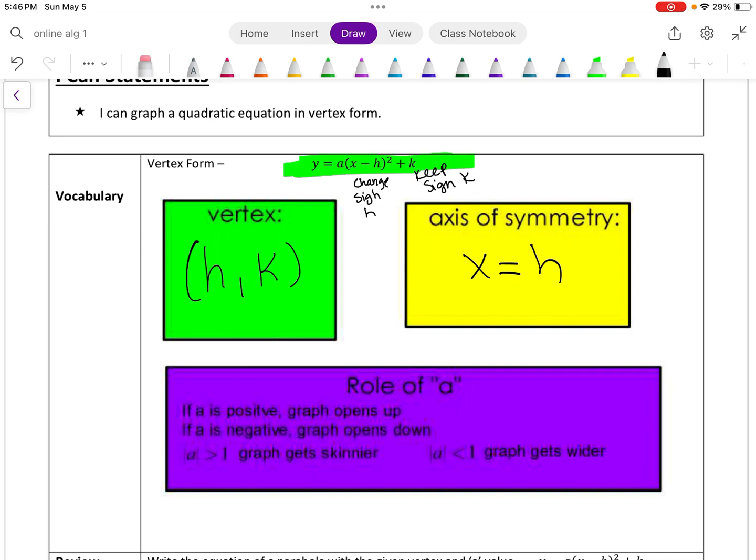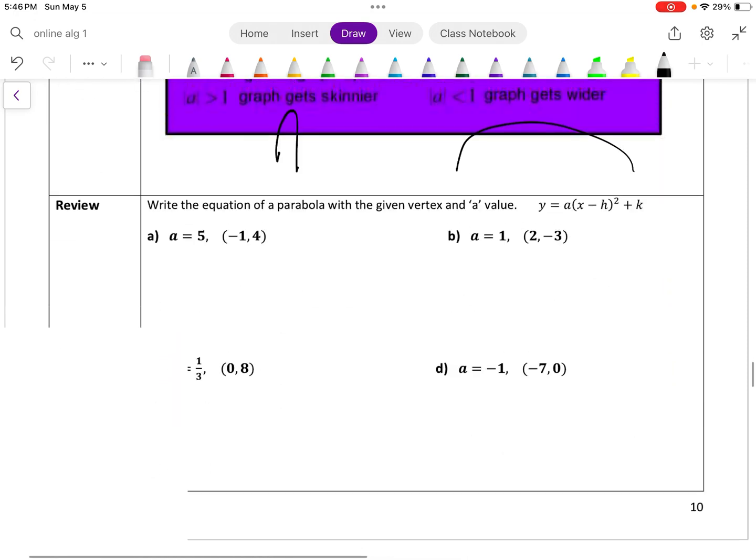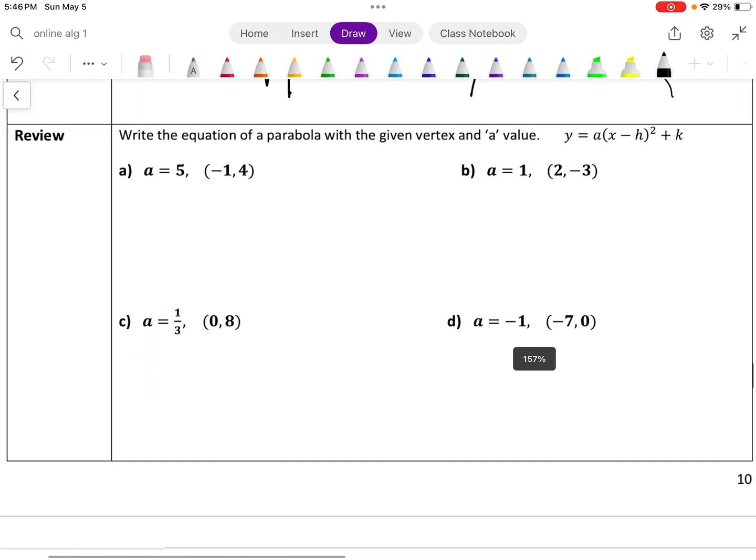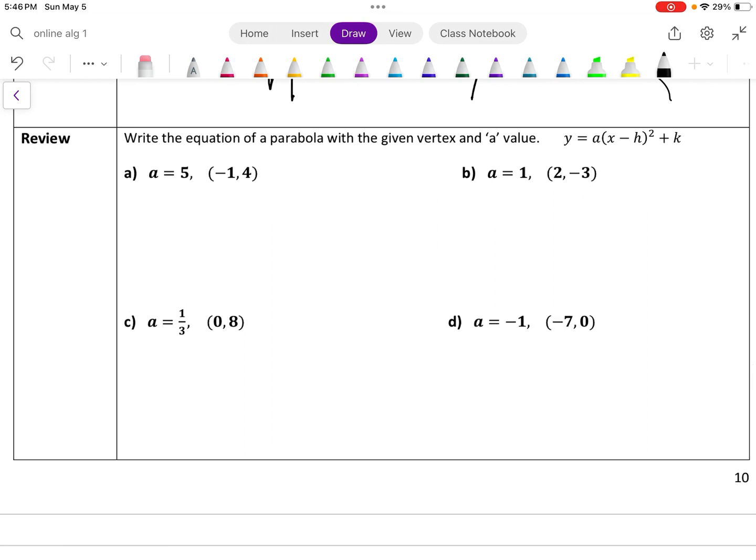The role of a is the same as in factored and standard form. Positive opens up, negative opens down. The larger a is, the more narrow your graph is. The smaller a is, the wider your graph is. Let's practice just looking at that vertex form for a second.